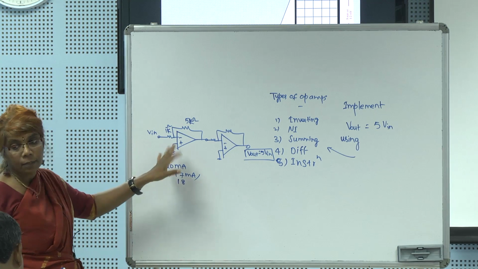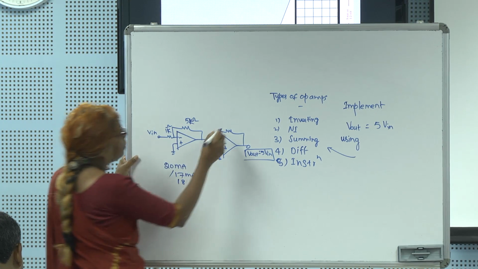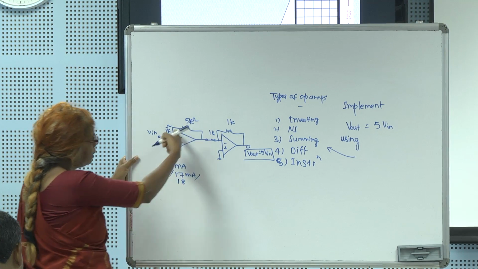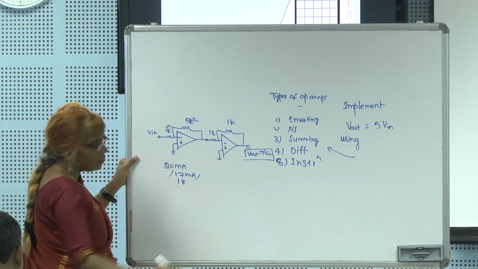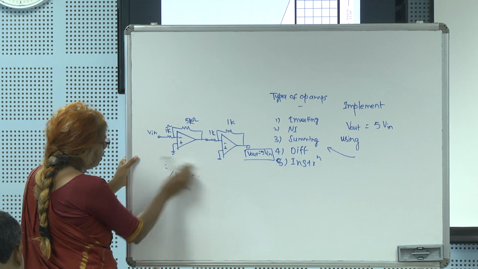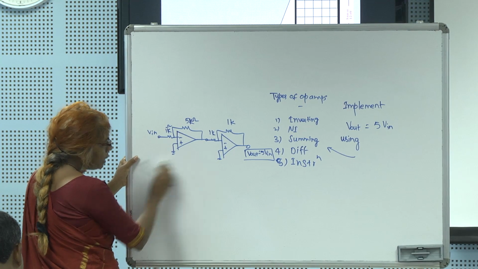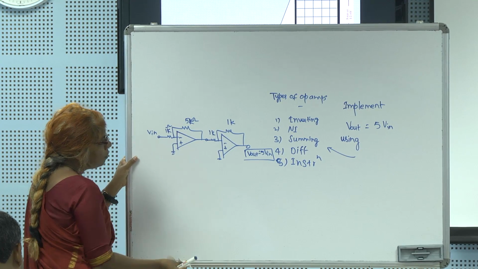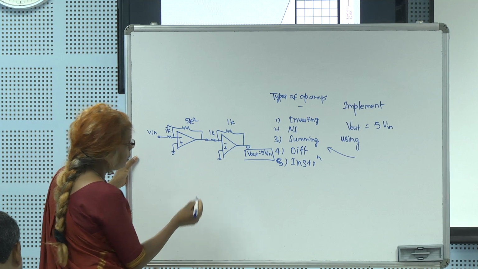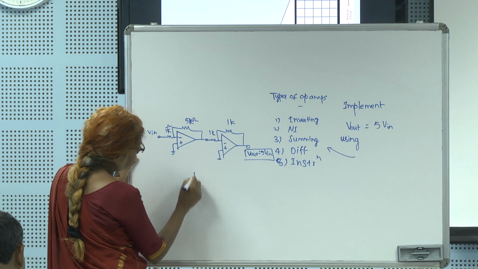Everybody got it? You have to have 2 stages and I will put 1K, 1K. Use any one of these values here, don't use new values. That is an important practical aspect. Technically you will be correct, but otherwise not. So I think everybody knows inverting now. Non-inverting, correct. How do we do non-inverting?